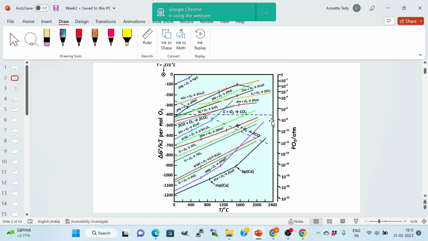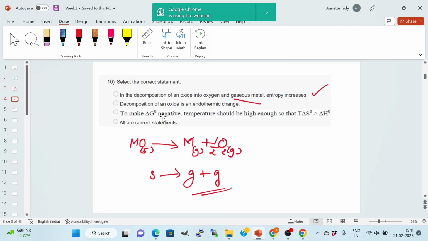So definitely if we need to decompose an oxide, we have to give some energy, right? The formation energy of an oxide is this high. So if we have to decompose the oxide, we definitely have to give energy. Endothermic means we have to give energy. Exothermic means it will release energy. So this option is also right. Decomposition of an oxide is an endothermic change. So this is also right.